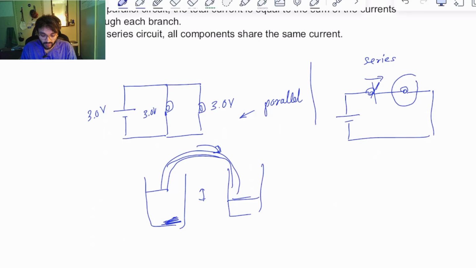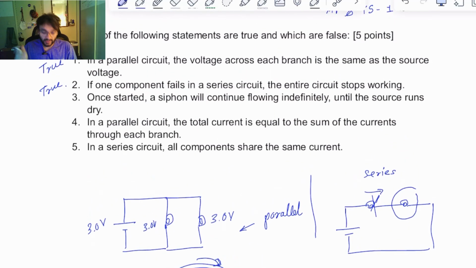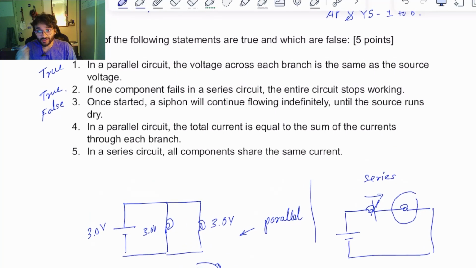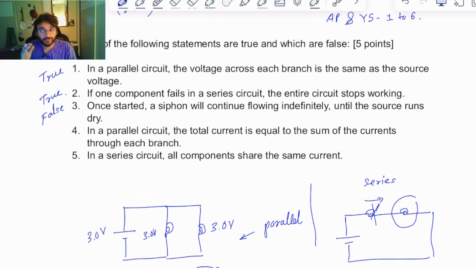The siphon will stop as soon as the water level decreases to a value which is the same as the water level of the container to the right. So that's why the third statement is false. It will not continue to flow indefinitely. It will stop as soon as those two water levels are of the same height.